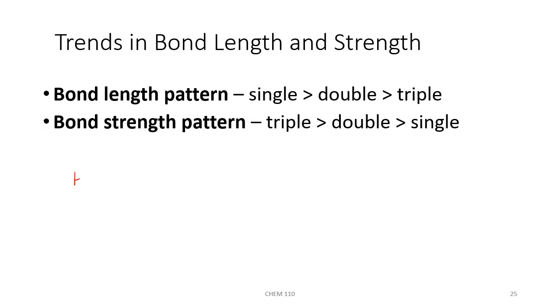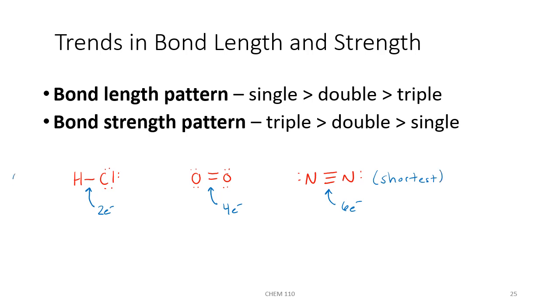If we think back to our 3 examples, we had a single bond between hydrogen and chlorine, we had a double bond between 2 oxygen atoms, and we had a triple bond between 2 nitrogen atoms. A single bond represents 2 electrons, a double bond represents 4 electrons, and a triple bond represents 6 electrons. The pattern between bond length and bond strength can be seen when looking at these examples. The pattern for bond length is that a single bond is longer than a double bond, which is longer than a triple bond. So our triple bond will be our shortest in length, and our single bond will be our longest bond.